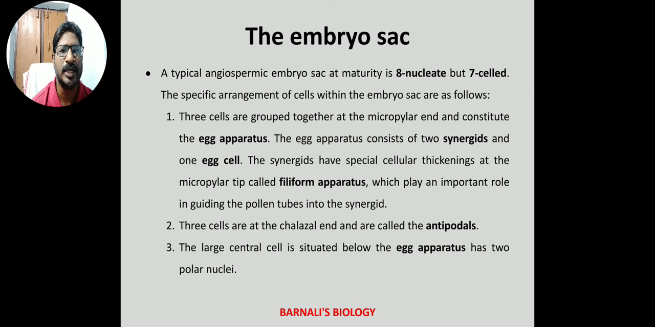3 cells are at the chalazal end and are called the antipodals. The large central cell is situated below the egg apparatus and has got 2 polar nuclei. In some cases, the polar nuclei may fuse together, but in most of the cases, they remain separate and distinct.